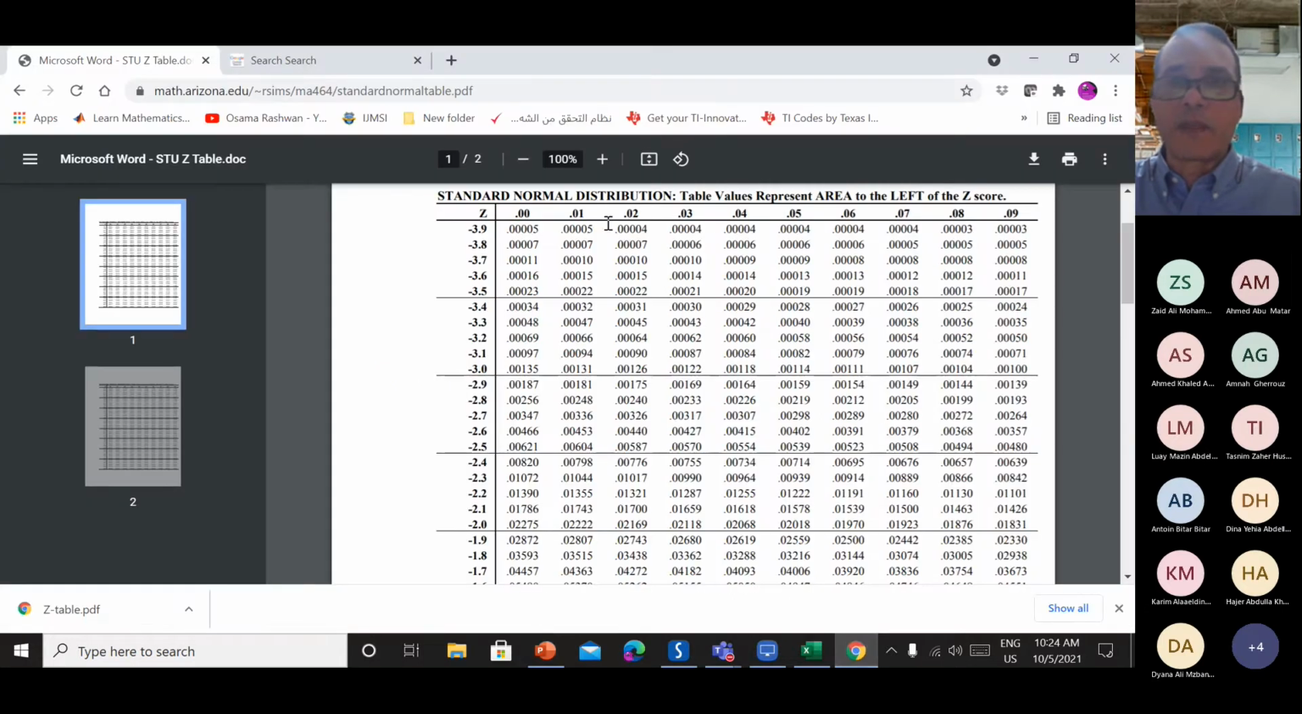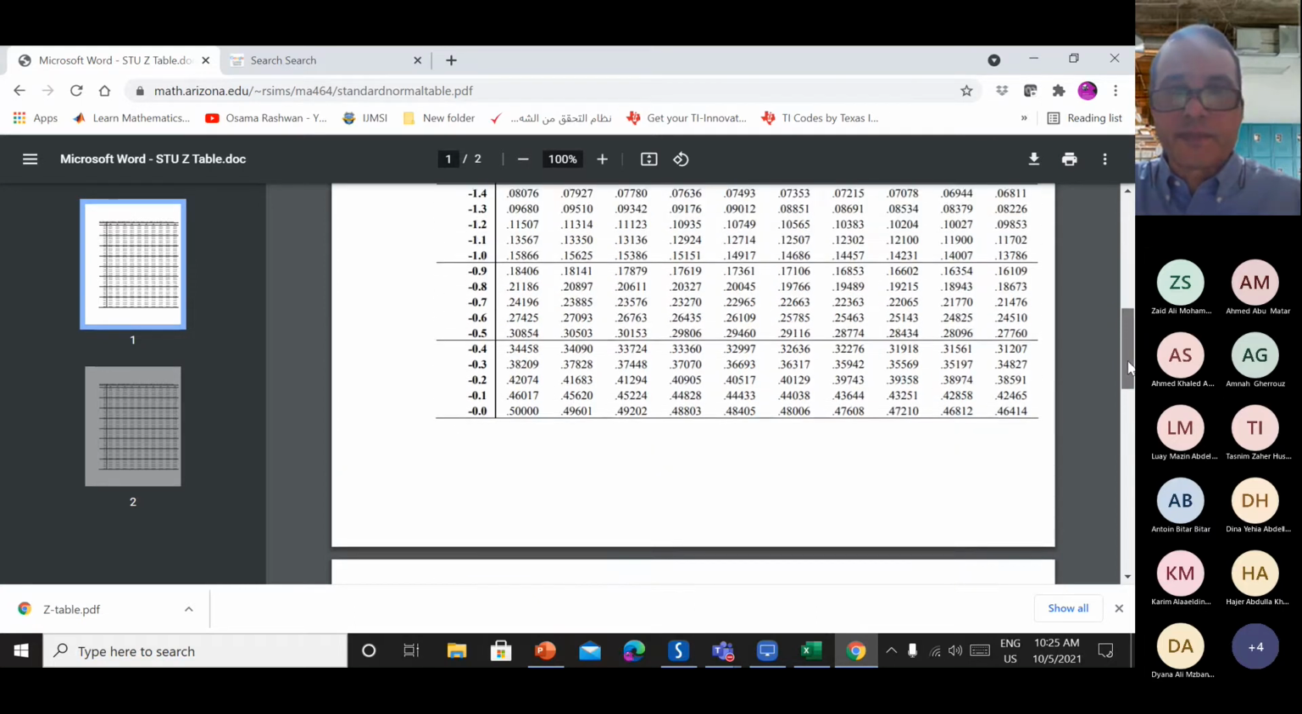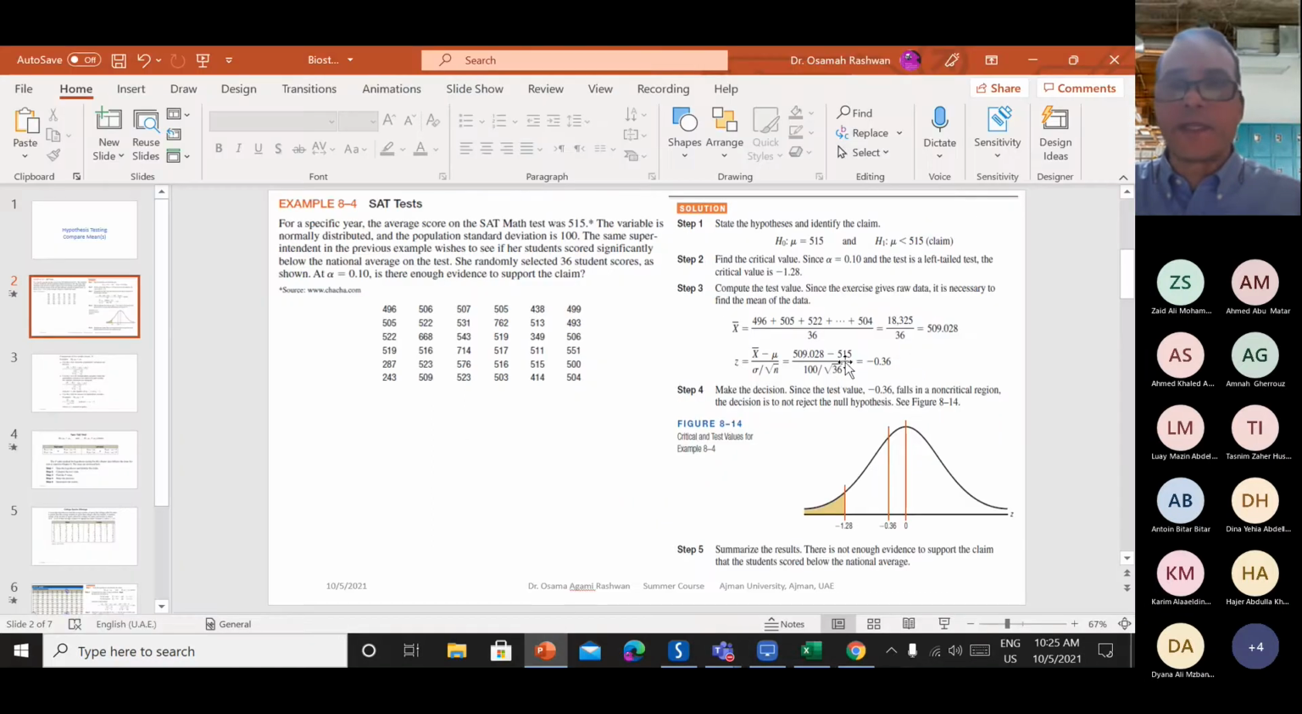So I'll go for 0.1. Where is 0.1? Can you find 0.1 here? The probability in the body of the table. Roughly 0.1, 0.11, right? So yes, you are between that one and that one, right? Catch it? Yes. So what you are going to do, you just take the average, right? This is what happened here.